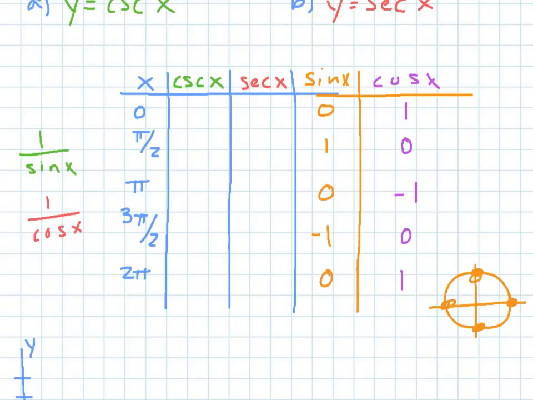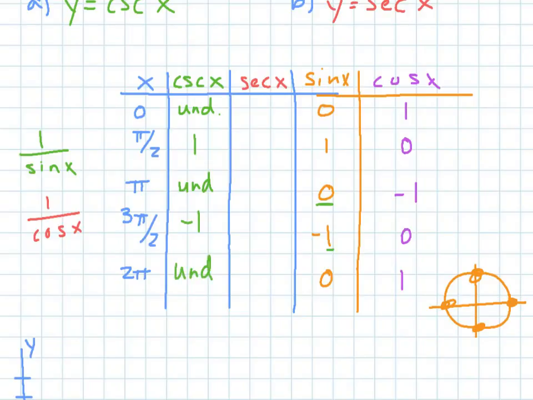So 1 over 0 makes that an undefined line at 0. If I do cosecant of pi over 2, 1 over 1 is still 1. Cosecant of pi has a 0 there, so it's 1 over 0, which is undefined. Cosecant of 3 pi over 2 is 1 over this negative 1, okay, so then that would still be negative 1. And then 1 over 0 would be undefined again.